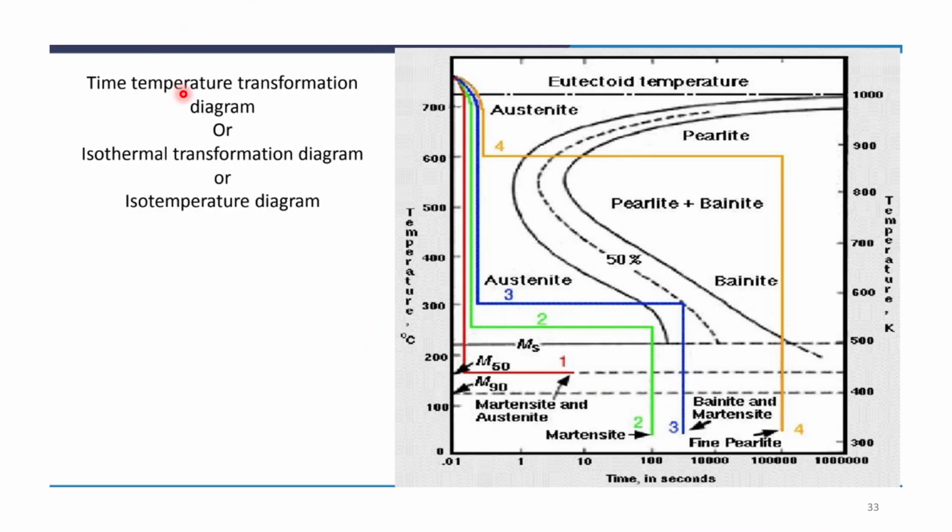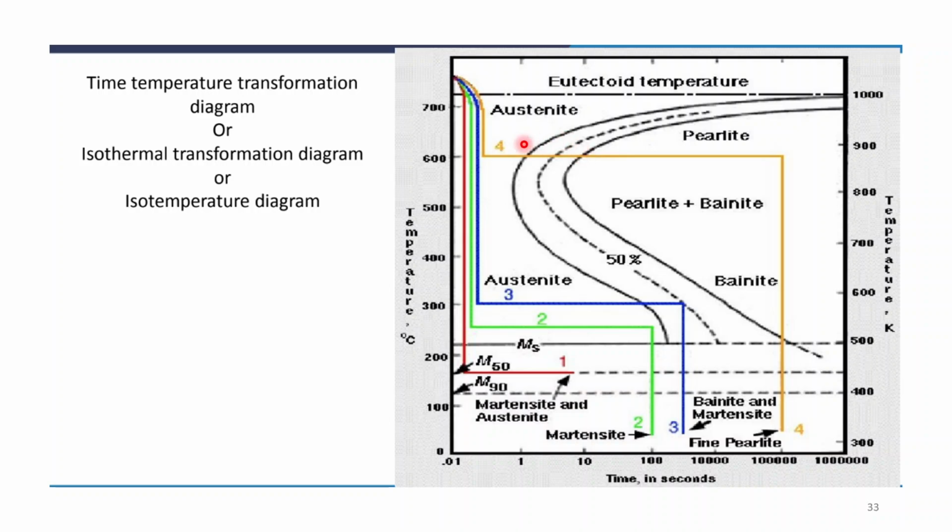Okay, then you have the time temperature transformation diagram, which is also known as the isothermal transformation diagram. In this case you have this C type of diagram which looks like a C. Isothermal means at a single temperature, so you first quench your material, then hold your material at that particular temperature for a longer time, and after the completion of transformation you quench your material again.